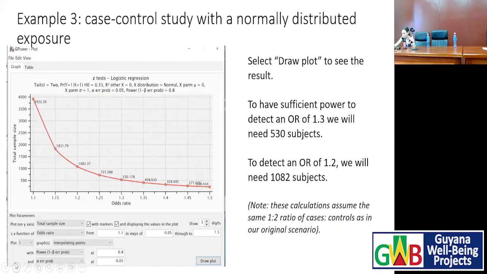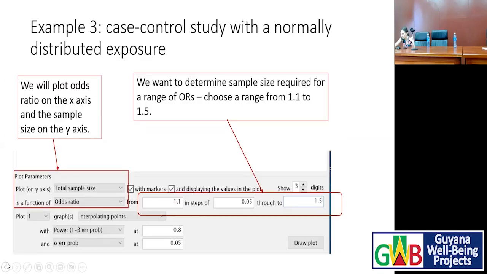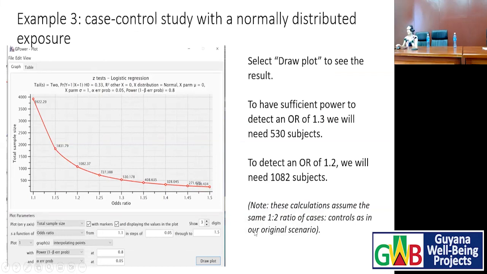I have my power and alpha filled in. I hit the draw plot button, and then we can see the results. Here we see the different odds ratios and what sample sizes I need. If I want to be able to detect an odds ratio of 1.3, we'll need a total of 530 subjects. If we want to detect an odds ratio of 1.2, you're going to need over 1,000 subjects. So it gives you some idea of what you would need in this scenario.